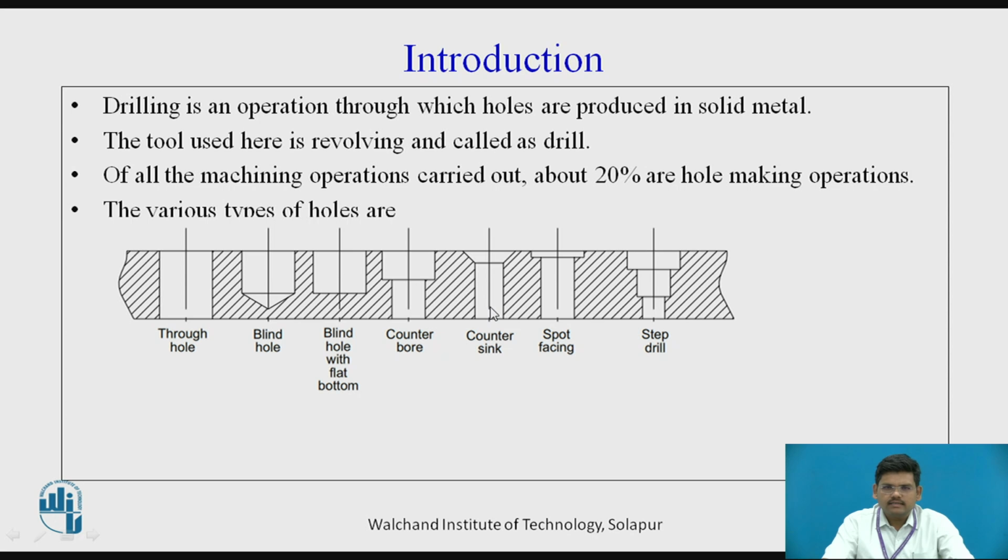Then we have counter sink. In counter sink we have tapered edges at the top of the previously drilled hole. Then we have spot facing, where we machine the area in and around the hole being drilled. And then we have step drill hole, where concentric drilling is done with different sizes. As you can see on the screen, here the diameter is small, somewhat larger, and then a much bigger diameter. So these are the different types of holes that can be produced using drilling machines. We'll move on further.